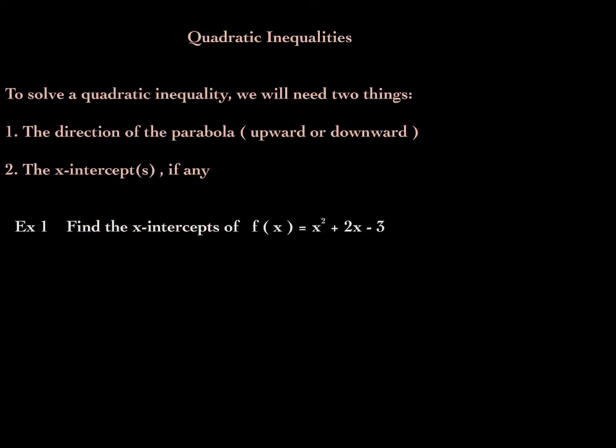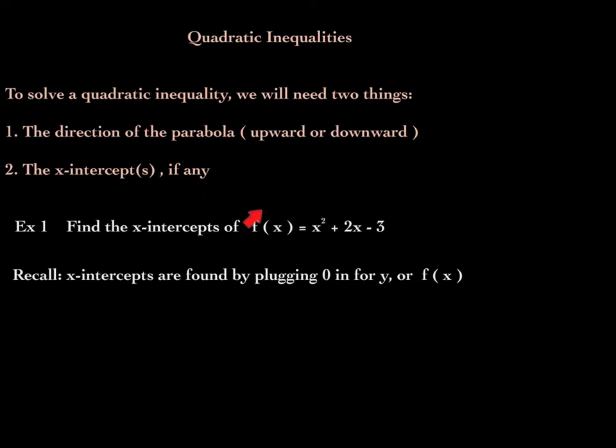All right, everybody, let's practice finding the x-intercepts for this function. f of x is equal to x squared plus 2x minus 3. Now, recall that x-intercepts are found by plugging 0 in for y, or f of x. Remember, f of x just represents y. So what I'm going to do is let f of x, all of this notation on the left-hand side, be 0. So that would give me 0 is equal to x squared plus 2x minus 3.